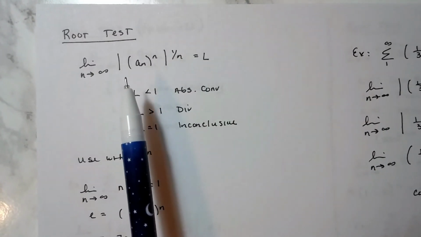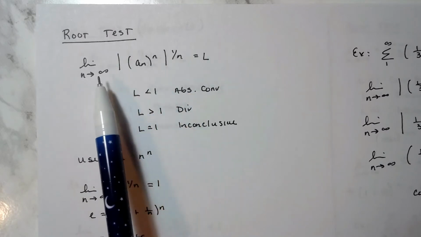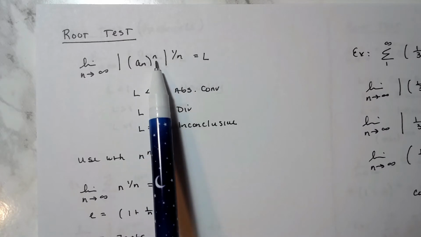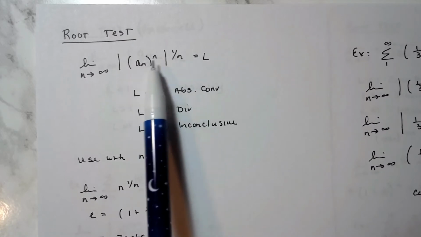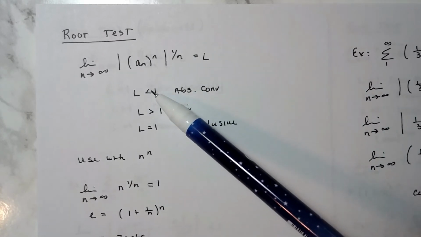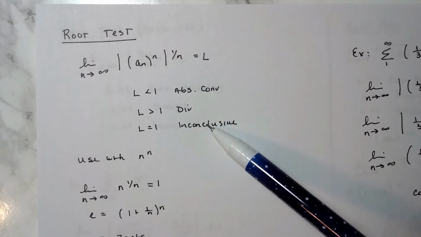Okay, and the last little quick review of convergence tests is the root test. That says the limit of the absolute value of a sub n to the 1 over n, or the nth root of this thing, is equal to a number. If that number is less than 1, we have absolute convergence; greater than 1, divergence; equals 1, inconclusive.